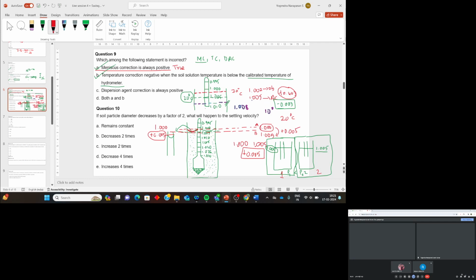Understood, sir. Now, the value you have noted is 1.1 and the impure condition is 1.005. So, to bring it down to the actual condition, what will you be doing? Subtraction. You have 0.005, minus 0.005 you have to subtract. So, the correction will be negative. But the option given is always positive, which is not right. So this is the incorrect option.